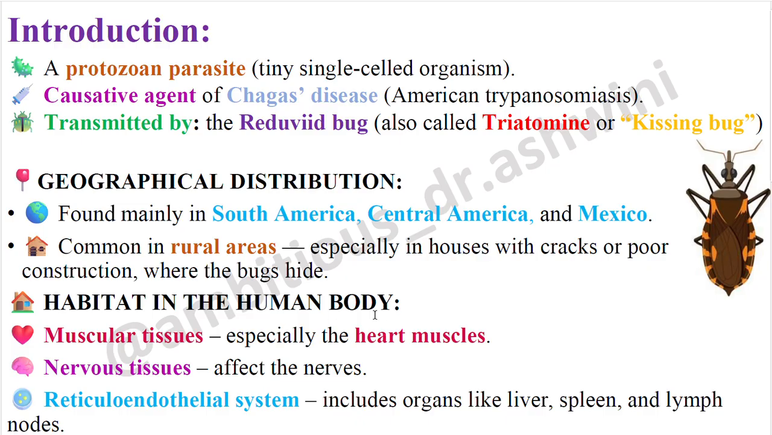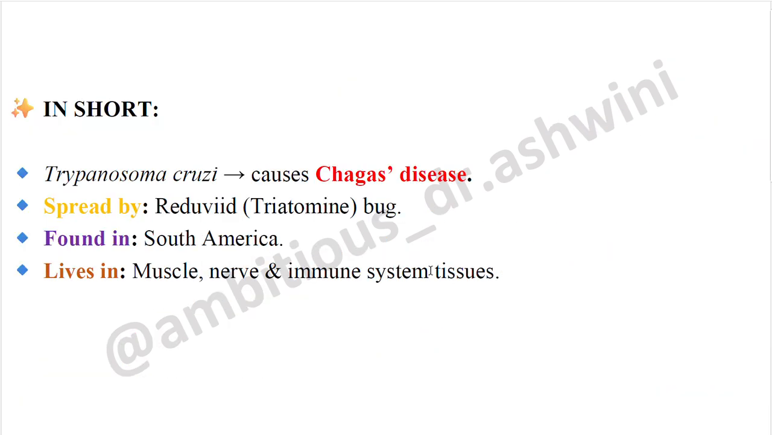Habitat in the human body: muscular tissues, especially the heart muscles, nervous tissues, affecting the nerves, and the reticuloendothelial system, which includes organs like liver, spleen, and lymph nodes. In short, Trypanosoma cruzi causes Chagas disease, spread by reduviid, that is the triatomine bug, found in South America, lives in muscles, nerves, and immune system tissues.